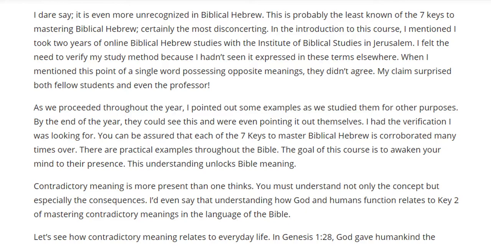You can be assured that each of the 7 keys to master biblical Hebrew is corroborated many times over. There are practical examples throughout the Bible. The goal of this course is to awaken your mind to their presence. This understanding unlocks Bible meaning. Contradictory meaning is more present than one thinks. You must understand not only the concept, but especially the consequences. I'd even say that understanding how God and humans function relates to key 2 of mastering contradictory meanings in the language of the Bible.